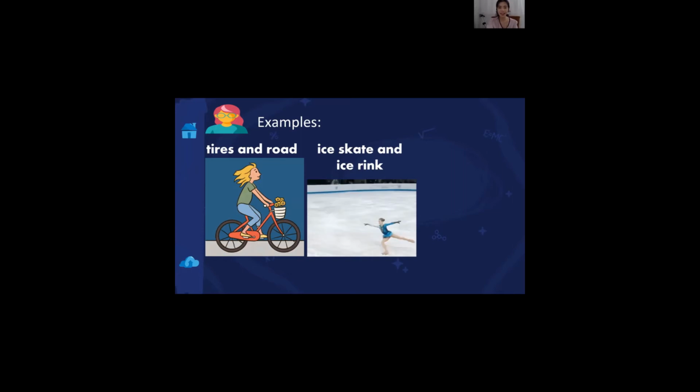Another example is ice skating. There is a friction between the ice skate and the ice rink. Ice rink is the ice ground. Ice skate is the shoes that this girl is wearing. So have you been to an ice rink? Have you tried ice skating? Yes or no? Have you tried ice skating? Yes or no?